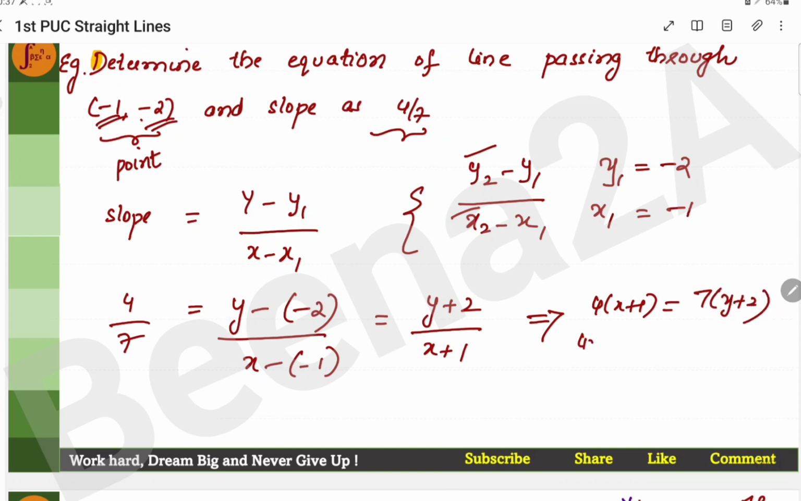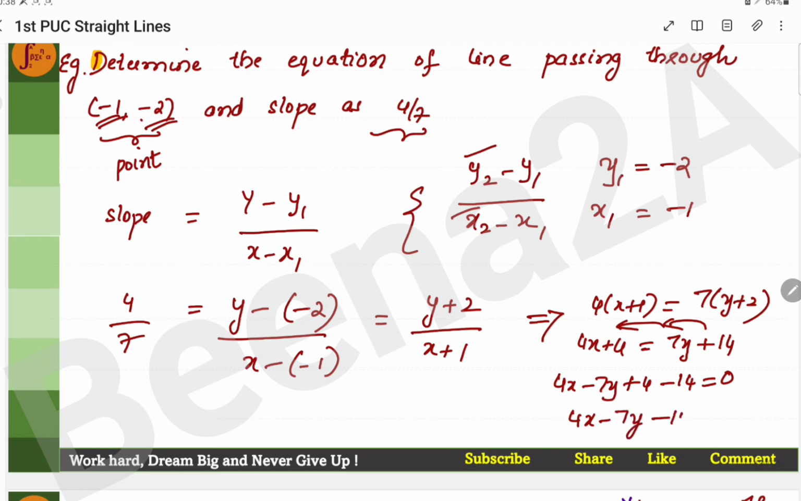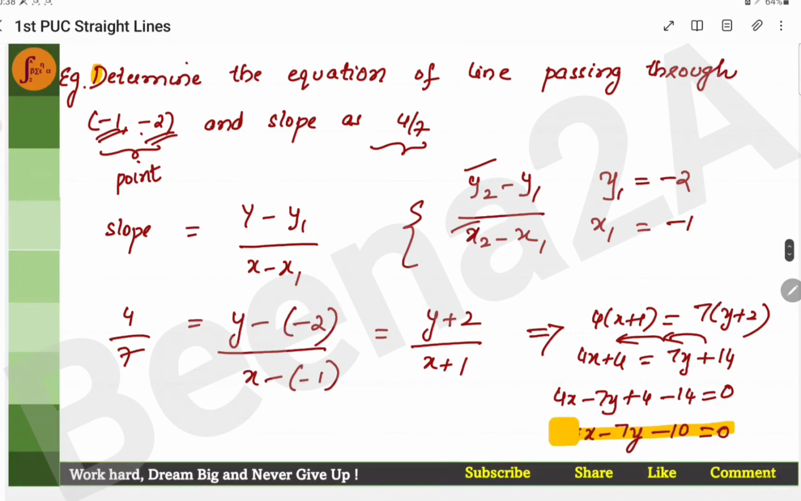This is nothing but 4x plus 4 equals 7y plus 14. I'll bring all of this to one side, so it will be 4x minus 7y plus 4 minus 14 is equal to 0. Because I'm shifting everything to this side, you are left with 0 here. So you'll get 4x minus 7y minus 10 is equal to 0. So this is the equation of the line.